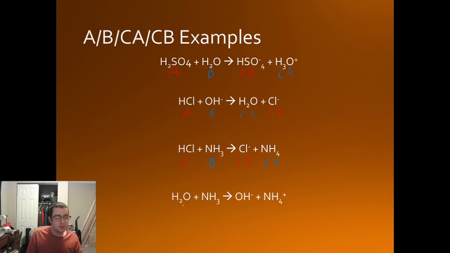All right, and then the last one. So H2O and then NH3. H2O turns into OH minus, so it loses the hydrogen, so that's going to be the acid. That's the conjugate base. Then the NH3 gains that hydrogen, so it's going to be the base. And then NH4 is the conjugate acid. And then, of course, it works the same backwards.